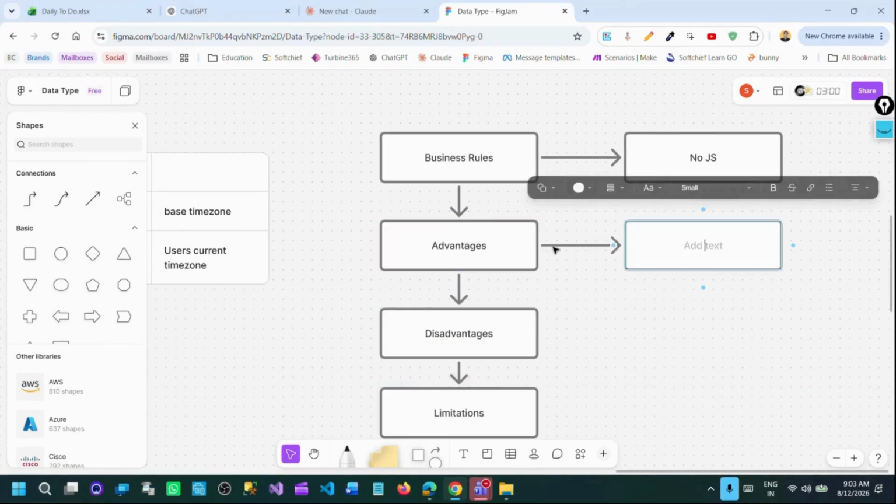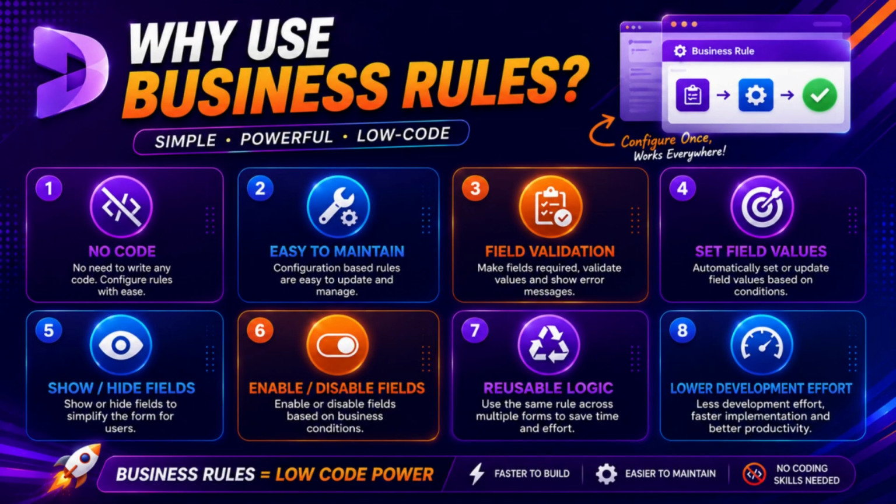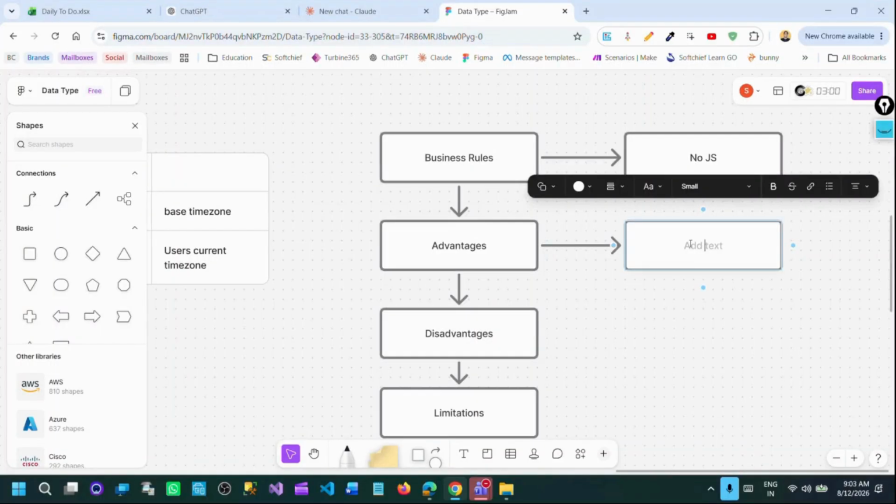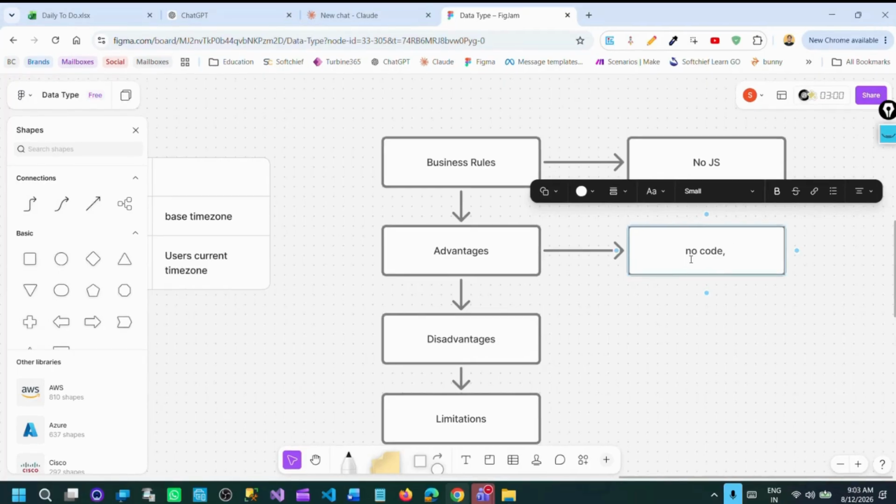So the first advantage is no code, as I told you. You do not need to write any single line of code here in business rule, isn't it? Functional consultants can create rules without JavaScript or plugins. We can build or configure business rules without code. That is advantage. Easy to maintain, isn't it?